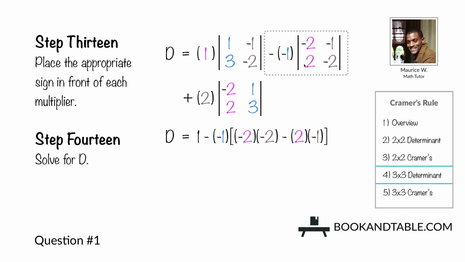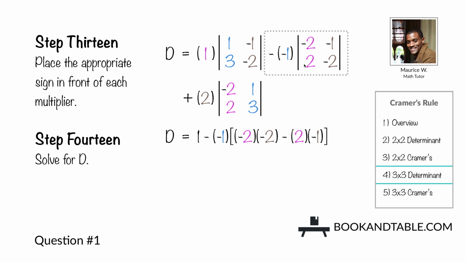The second 2 by 2, we get negative 2 times negative 2 minus 2 times negative 1. And we're going to multiply this times minus negative 1 on the outside.